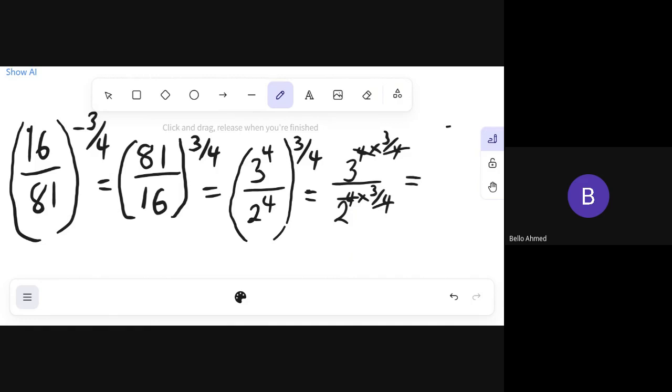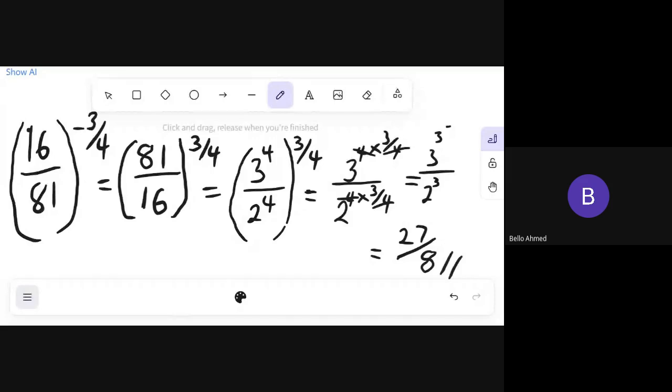We are left with 3 raised to the power of 3 divided by 2 raised to the power of 3. Don't forget, 3 raised to the power of 3 is not 3 times 3. It is 3 times 3 times 3, which gives us 27, because 3 times 3 is 9, and 9 times 3 is 27. And 2 raised to the power of 3 gives us 8. So 27 over 8 is the solution to this question.